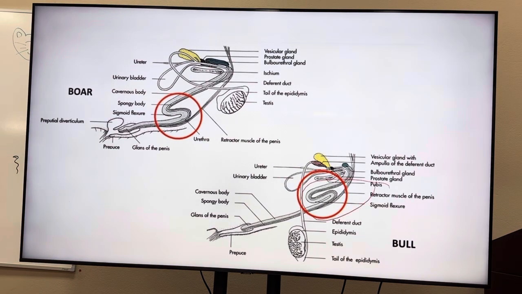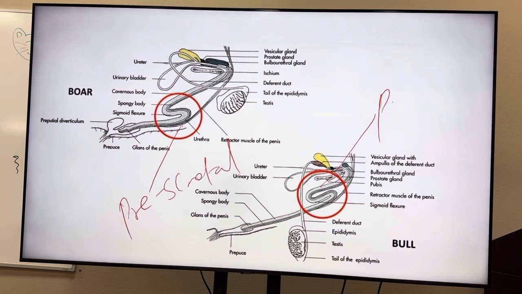The sigmoid flexure here is what is responsible for the erection of the penis in the bull and the boar, and this is described as S-shaped. It is S-shaped. So the bull and the boar differ in terms of their sigmoid flexure. One comes before the testicle, one comes after the testicle. So this is called prescrotal, and this is called postscrotal.